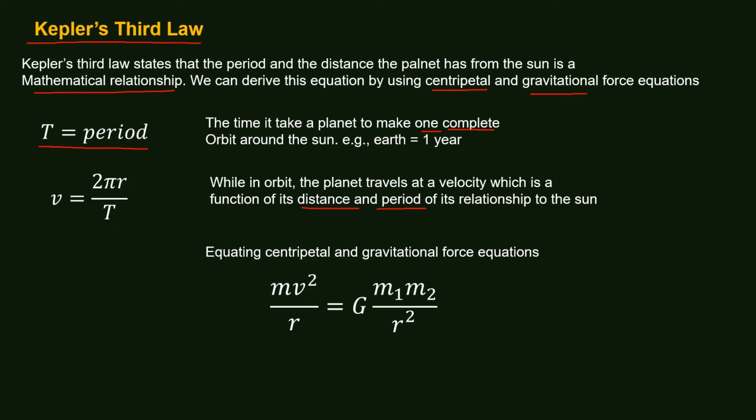So what does that mean? Well, we can find this by equating the centripetal and gravitational force equations. Here we have our centripetal force equation, and here we have our gravitational equation. They are equal because when an object is rotating, don't forget there is a centripetal force to the center. And this would make sense for the gravitational force, which is actually doing the same thing.